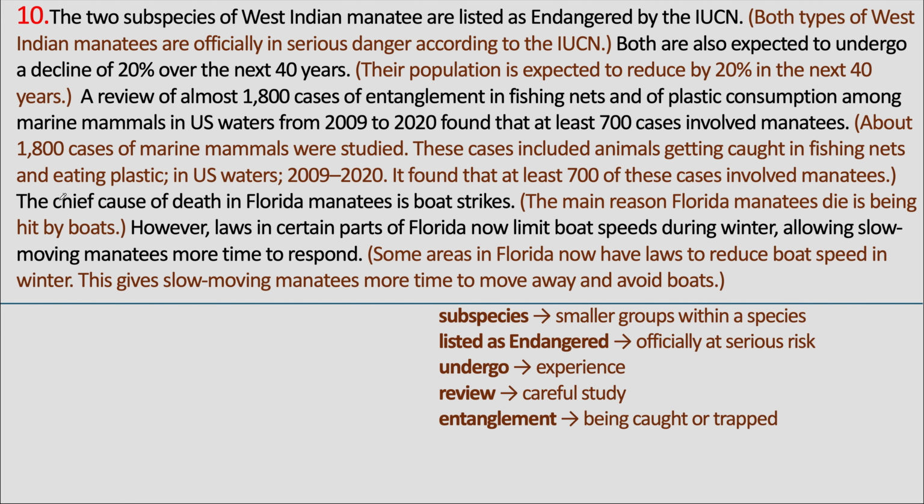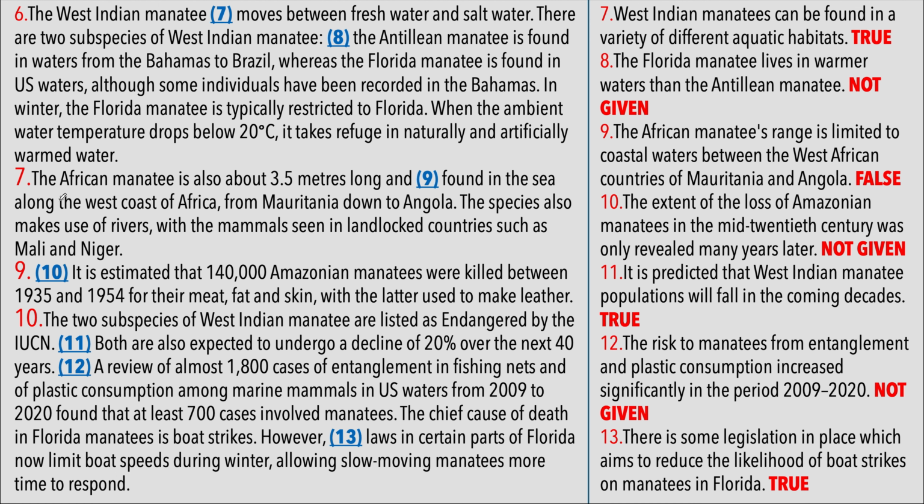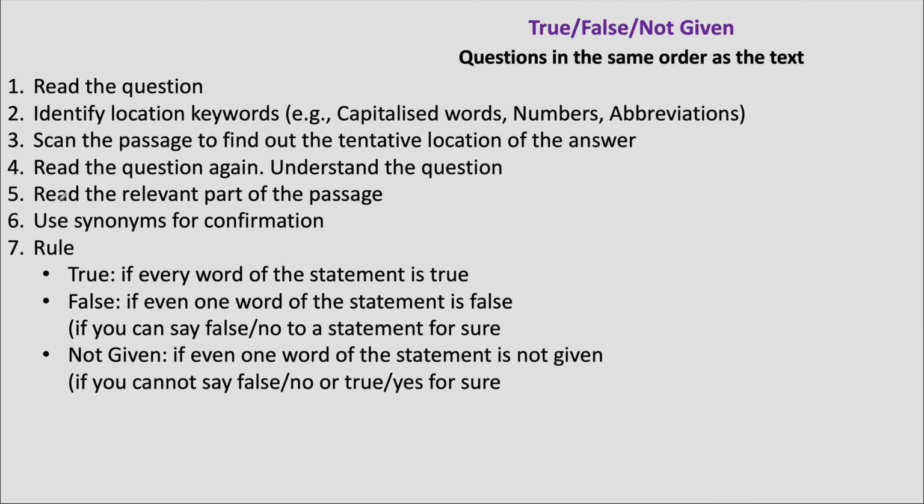Here are meanings of each sentence from paragraph 10. Pause here if you want to understand it in detail. Here are all the true false not given answers along with where they appear in the passage. And here is a step-by-step strategy you can use for true false not given answers.